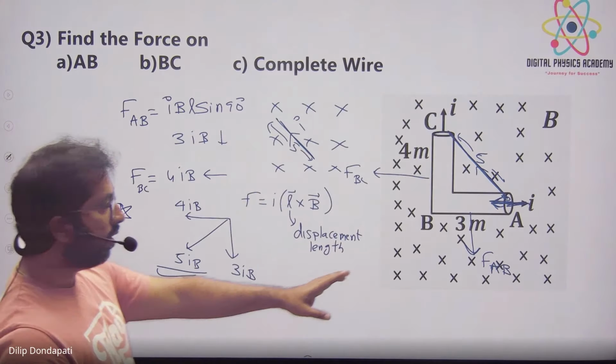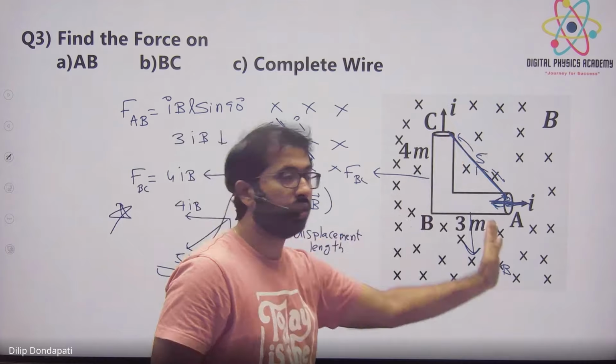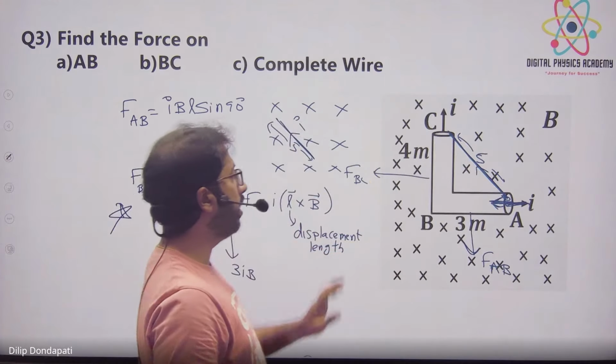And you know what displacement length is, right? The shortest distance from the initial position to the final position, joined by a line. That is nothing but the displacement length.